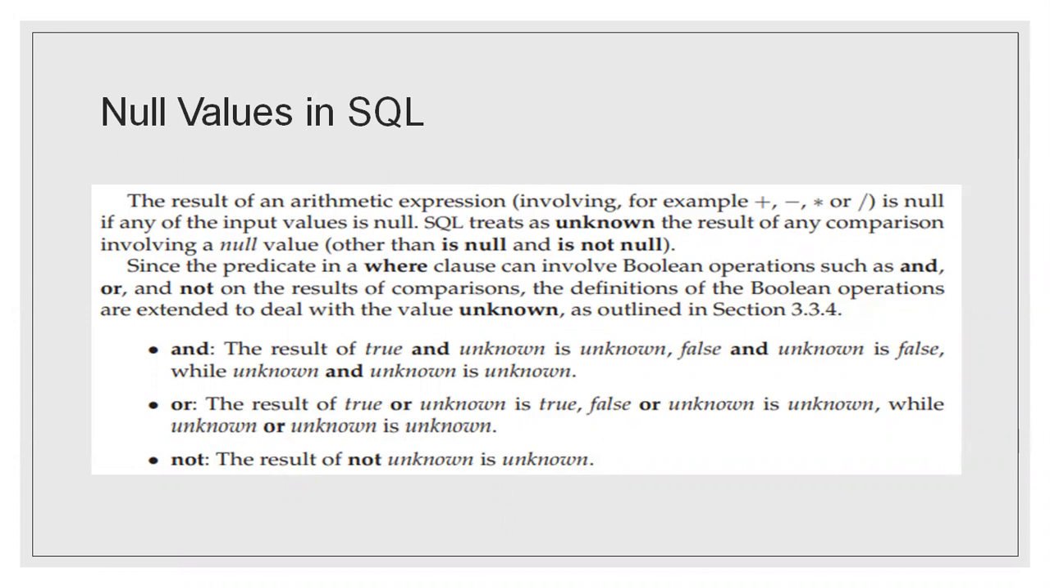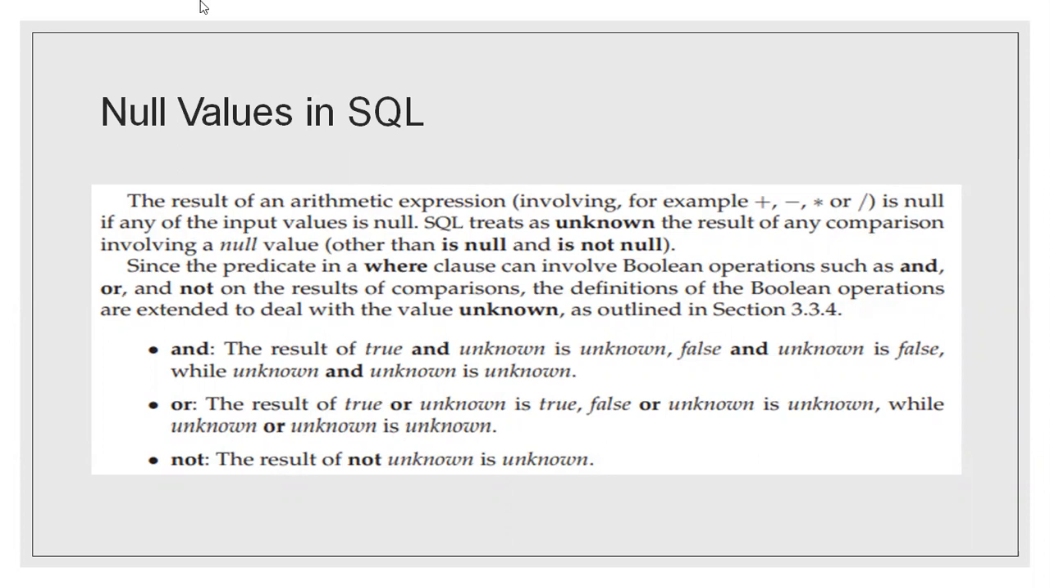Now SQL treats null value as unknown. The result of any comparison involving a null value is unknown, other than null itself. Since the predicate in the where clause can involve Boolean operations such as and, or, not on the results of comparison, the definitions of Boolean operations are extended to deal with the value unknown. Now, how these values are dealt with, let us see.